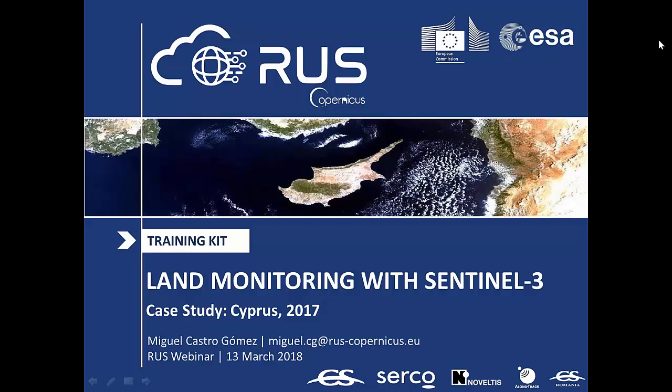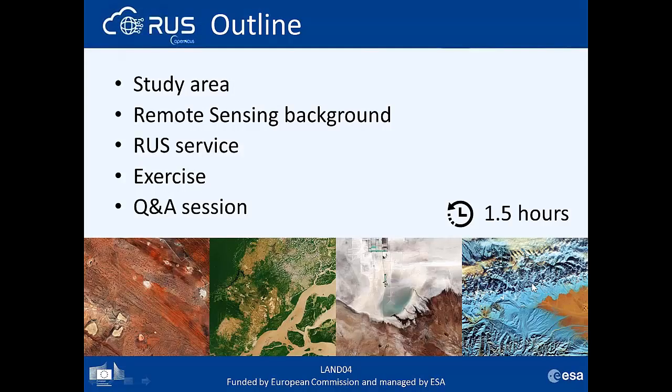So let's get started by having a look at the outline of this webinar. We will start by checking our study area for today. We will see some details that are needed to understand what we are going to do and also to interpret the final result. We will then cover the theory behind the use of satellite Earth observation for this type of applications and how the data from space can be helpful for land monitoring. We will then describe what the RUS service is and what its capabilities are, and then we will use this service to perform the exercise of today. And at the very end, we will have some time for a Q&A session.